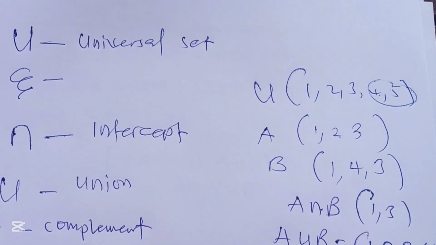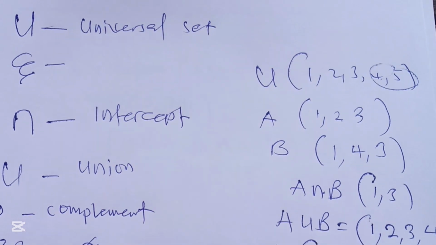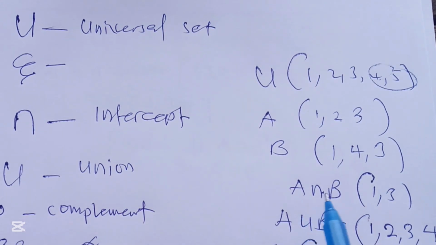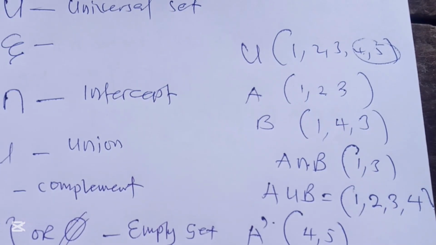Empty set. It is a set that does not have any element. But remember, 0 is an element. Sometimes if you try to find A intercept B, maybe there is no number that meets at a point, and you will try to write 0. If you write 0, 0 is an element, so make sure you don't write 0. If you don't see any number, you just need to write this symbol, which symbolizes that it is an empty set.